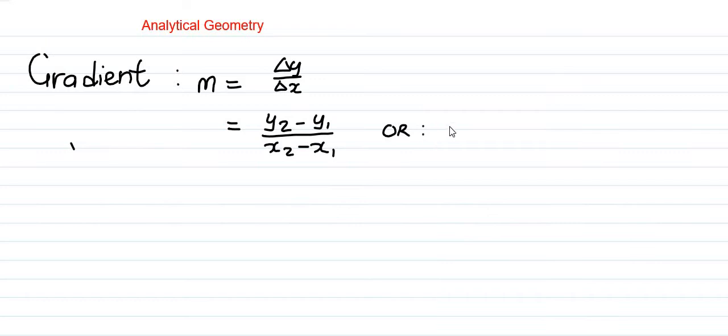So gradient mathematically refa symbol m. So gradient yona rere ke change in y all over change in x. So ka change re ra gore o tlo tsaya y2 wa mo subtractor ko y1 wa mo divide ka x2 wa mo subtractor from x1. Alternatively, the gradient o ka ikreya again ka gore o tlo tsaya y1 minus y2 divide by x1 minus x2.